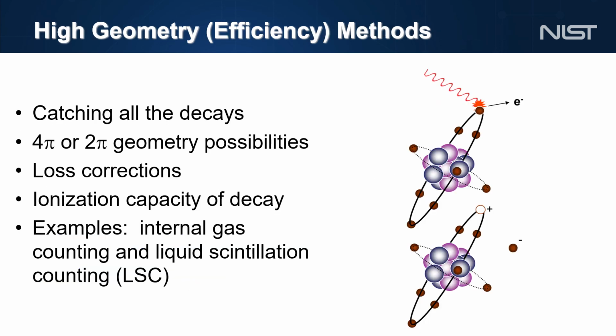High geometry, high efficiency methods assume detection of all decay events in either 4π for 100% efficiency or 2π for 50% efficiency geometries. These methods depend on the ionization capacity of decay or energy transfer with minimal loss. Corrections, though, are still needed.